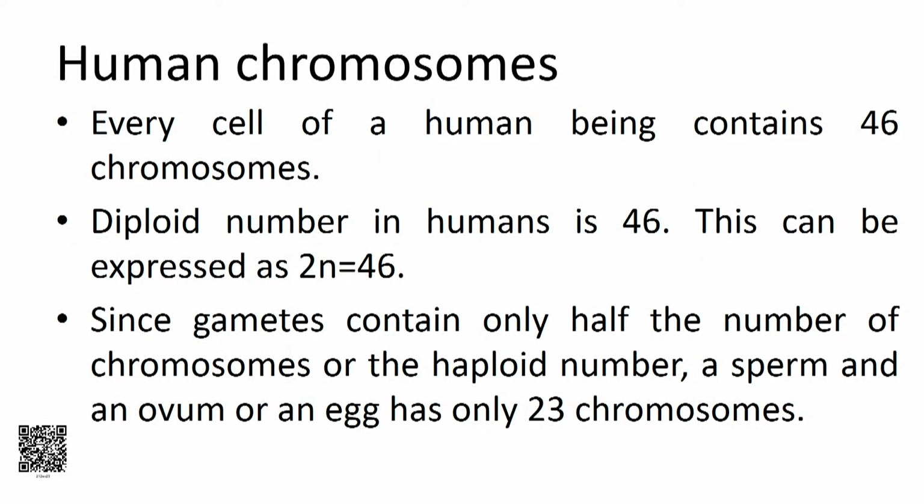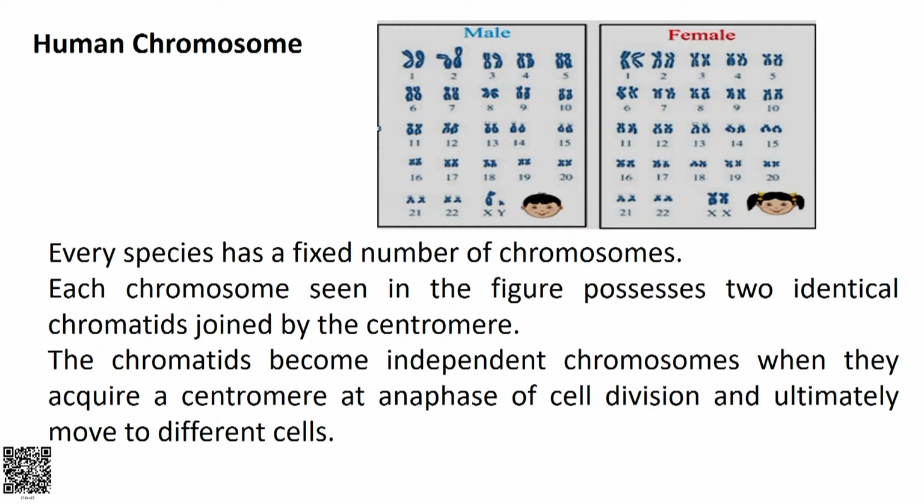Now we will talk about human chromosomes. We know every cell of a human being consists of 46 chromosomes. The diploid number in humans is 46. This can be expressed as 2n equals 46. Since gametes contain only half the number of chromosomes, the haploid number, a sperm and an ovum or egg have only 23 chromosomes. So we know every species has a fixed number of chromosomes. Each chromosome seen in a figure possesses two identical chromatids joined by the centromere.